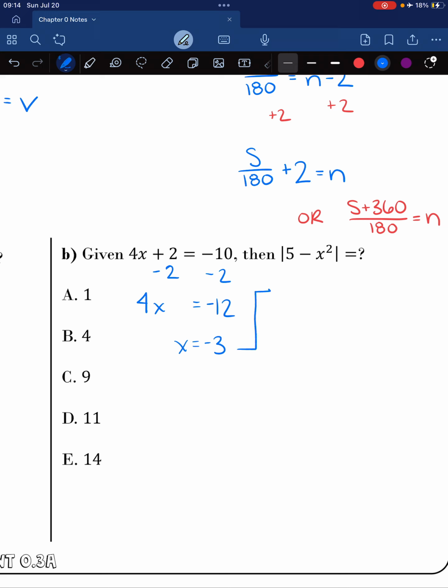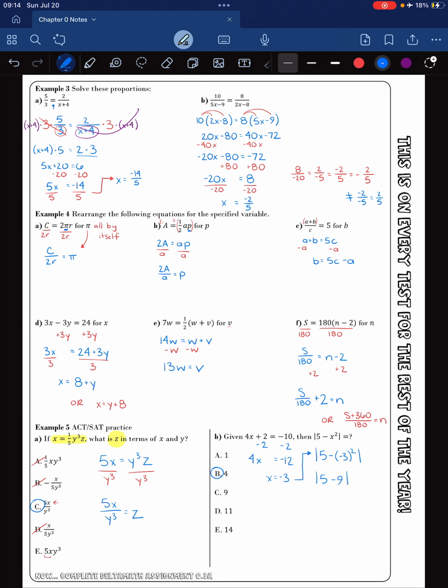So you absolutely have the option of just typing this in your calculator. You need to be so careful about parentheses though. It absolutely has to be 5 minus parentheses -3 squared. You're going to get a totally different answer if you don't put those parentheses there. Once again, I do not have my calculator, so absolute value of -4 is 4.